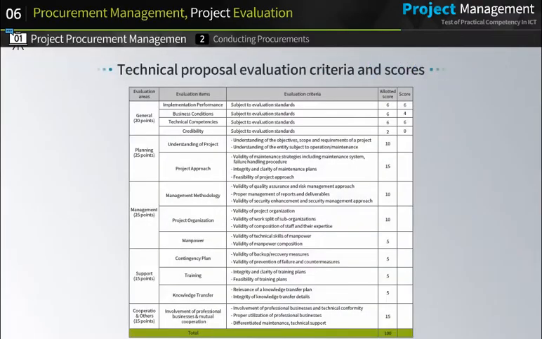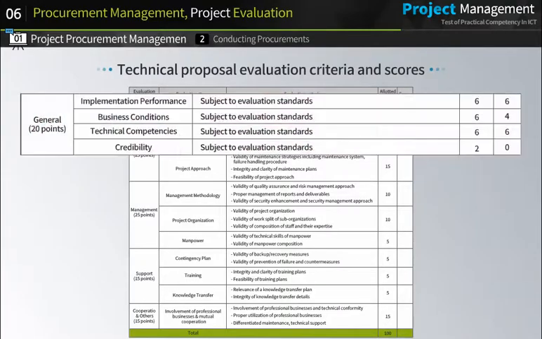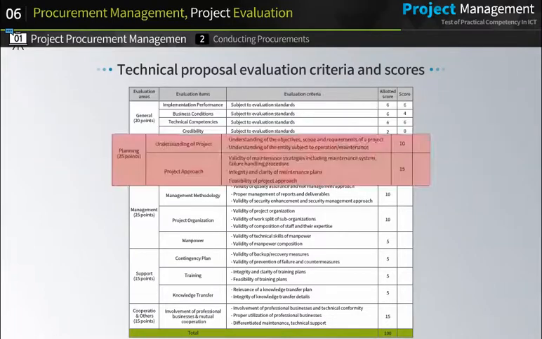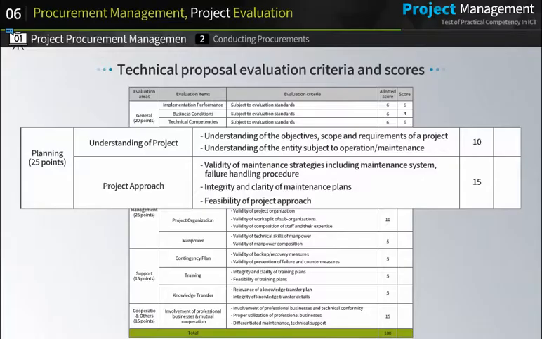The following chart is a representative example of the seller evaluation criteria. The general category, the first of evaluation areas, is allocated with 20 points. This category evaluates implementation performance, business conditions, technical competencies, and credibility. The planning category evaluates understanding of a project and the project approach.